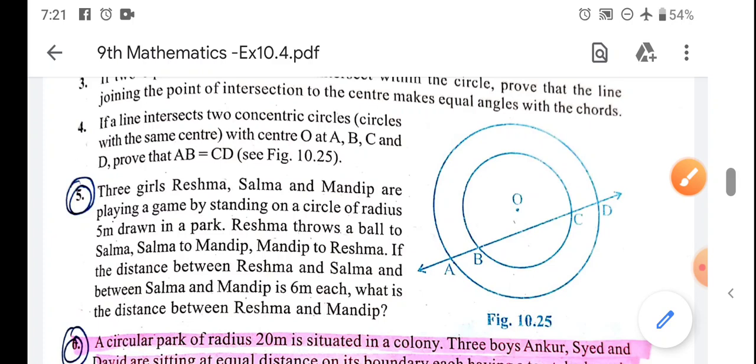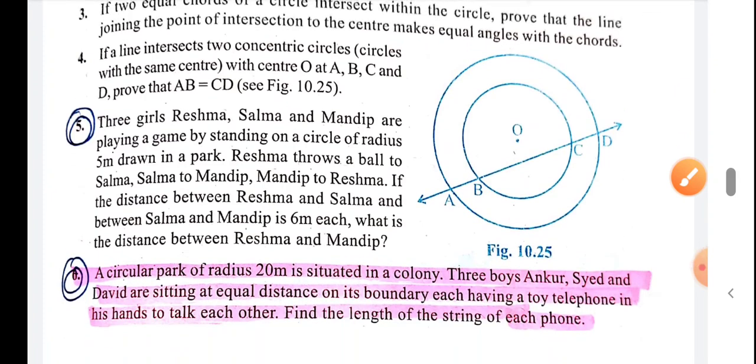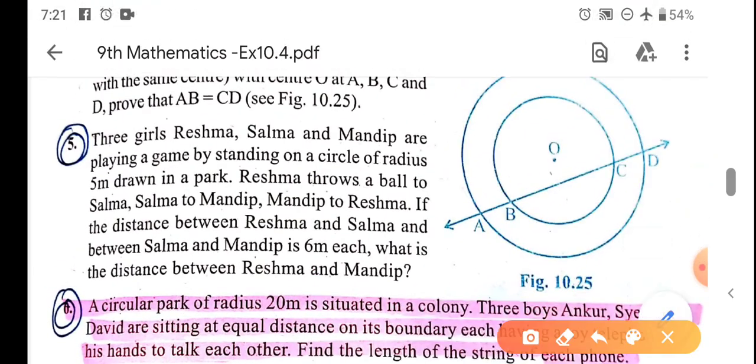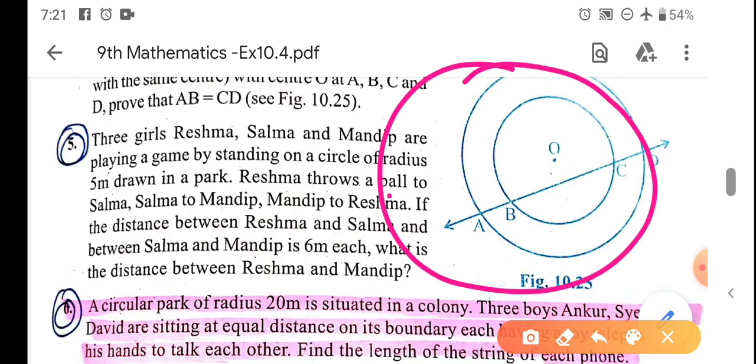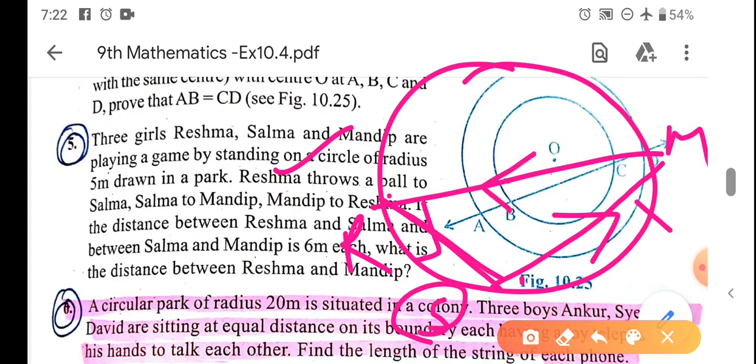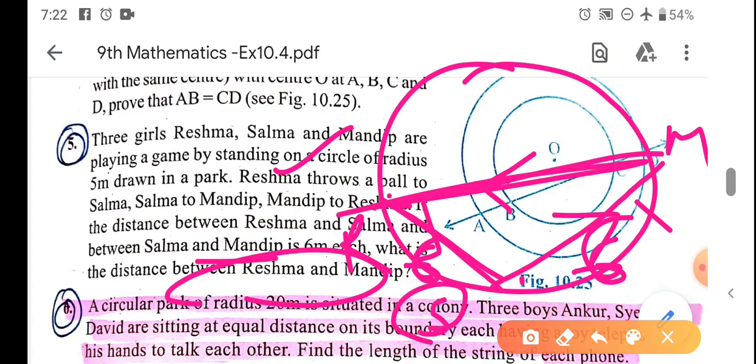Now question number 5. Three girls, Reshma, Salma and Mandeep, are playing a game by standing on a circle of radius 5 meter drawn in a park. Reshma throws a ball to Salma, Salma throws to Mandeep, and Mandeep throws to Reshma. The distance between Reshma and Salma, and between Salma and Mandeep, is 6 meter each. You have to find the distance between Reshma and Mandeep.